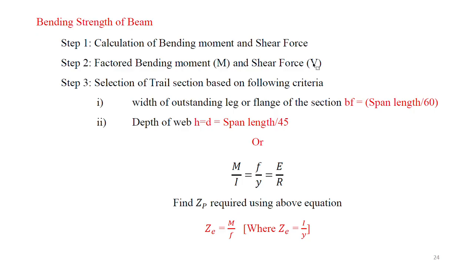Here we find the factored bending moment, and factored shear force also. And now we have to assume a section, whether you are going to take an I section or any other type of section. For that we have to assume one trial section, and we have to check the trial section to see whether the result will be satisfied in moment or not. Okay.